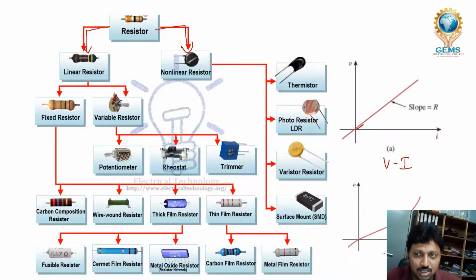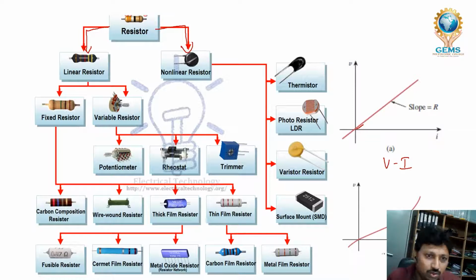With the variable resistance, if you are interested to control a motor, by varying this variable resistance we can vary the voltage so that we can control the speed of the motor. Of course, there is a rheostat. Using a rheostat also we can vary the resistance, and a trimmer also. This is the fixed resistor. There are many types, but for your level, it's enough to know only the fixed resistor, variable resistor, potentiometer and rheostat. That's enough if you know these four resistors.